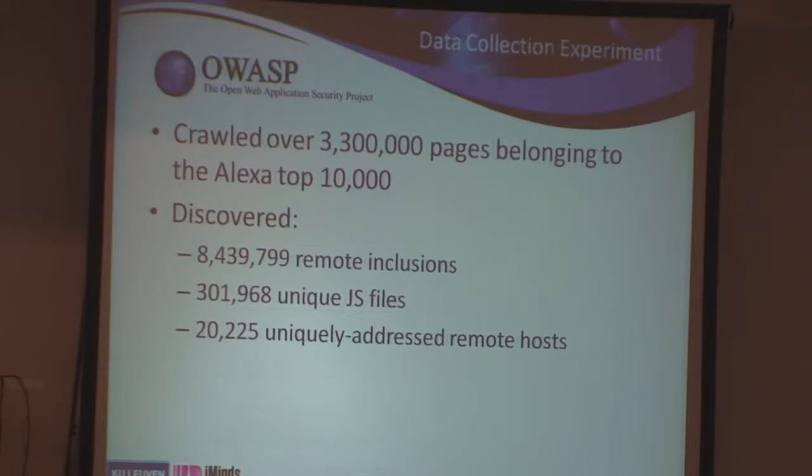For each of the pages, they crawled up to 500 pages, resulting in 3.3 million pages that were visited. When they were visiting those, they found about 8.5 million remote inclusions happening in those pages. We can reduce that to 300,000 different unique URLs, the JavaScript files, which were served from about 20,000 domains. So it's actually happening quite a lot in practice.